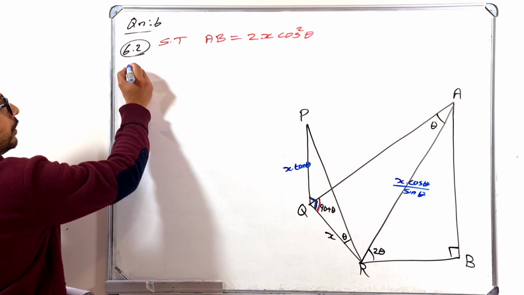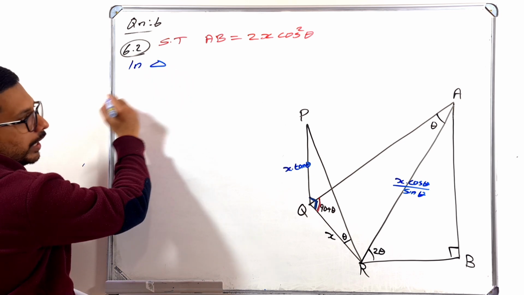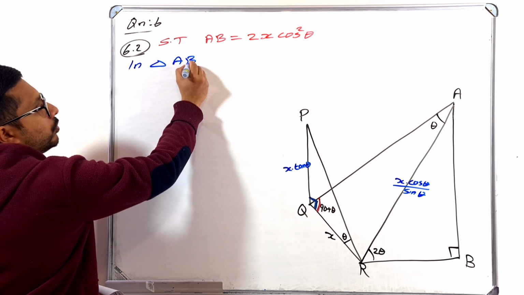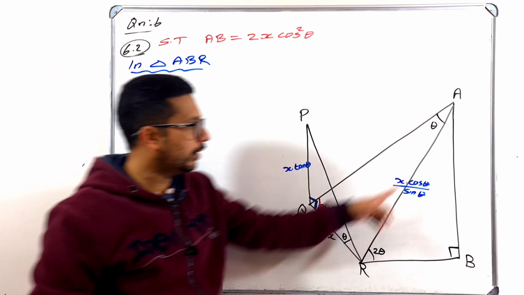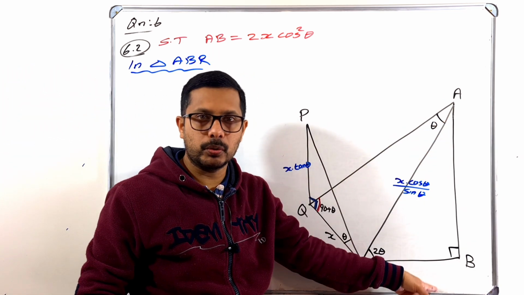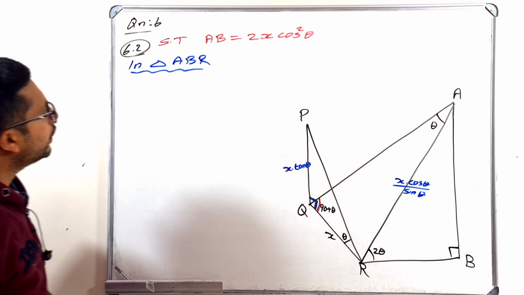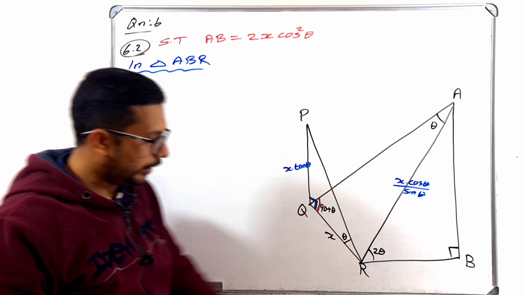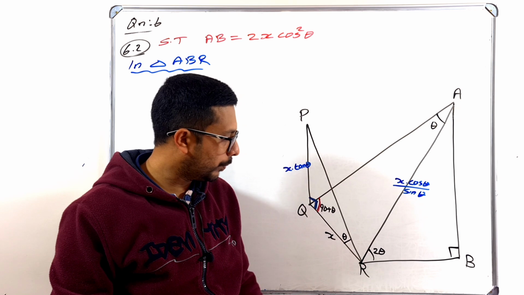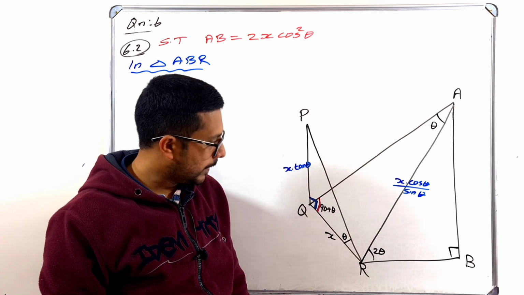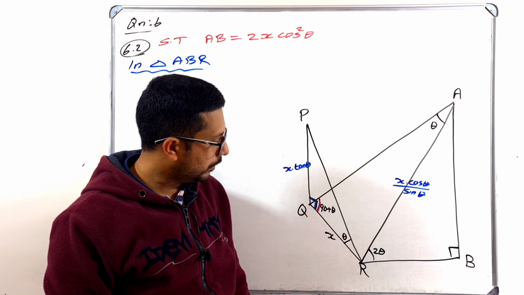In triangle ABR, why did I take that triangle? Because I can see AB there. Okay, this AB, and that is what we want to show. So in triangle ABR, this angle is 90 degrees. So maybe you can apply Pythagoras theorem there. One second, let me think.